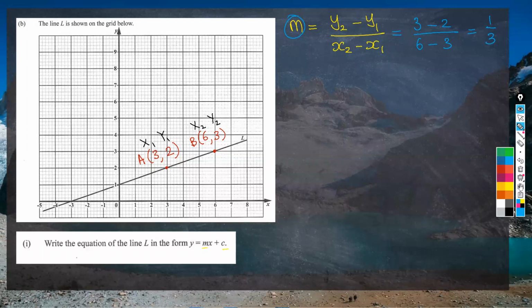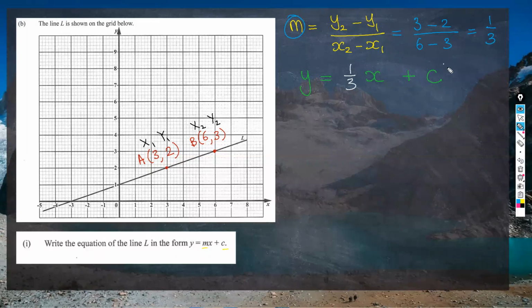So this is what we know so far about the straight line. The equation of any straight line is y is equal to mx plus c. We just reasoned out that the gradient was 1/3. So why keep the letter m there? Just throw him away and replace him with 1/3.